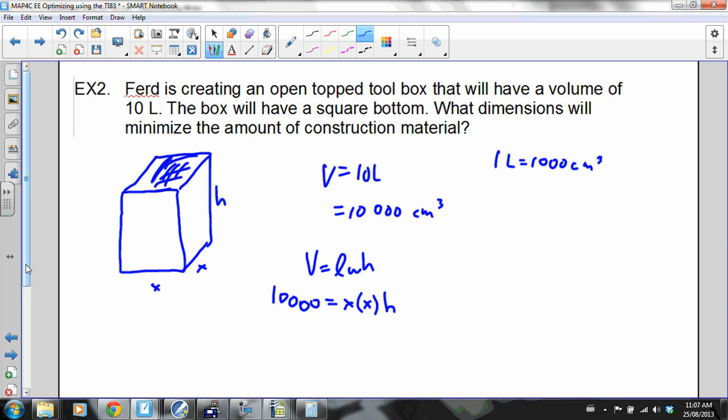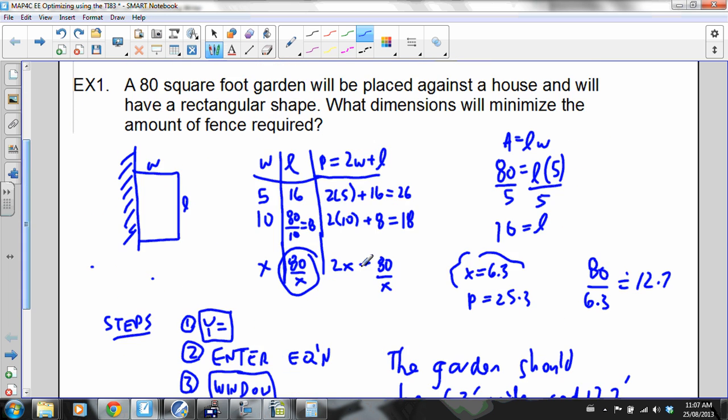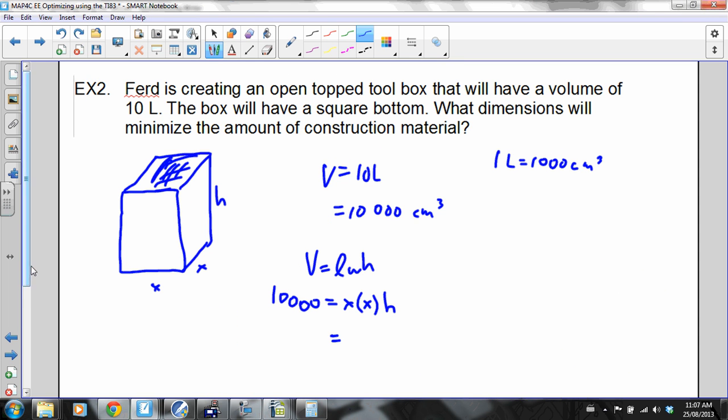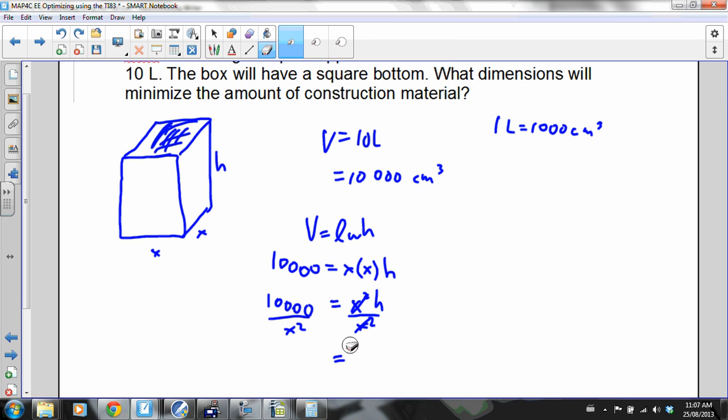What this is going to help us do, remember, our calculator, we can only have one value to put in to our calculator, or in a spreadsheet, right? We have to have a formula that only has one unknown. This is going to allow us, x times x is x squared, to get an expression for h. So if I divide both sides by x squared, h is an expression.